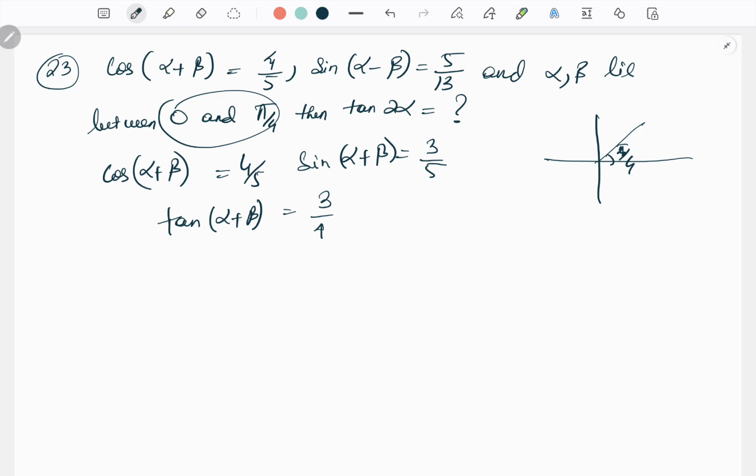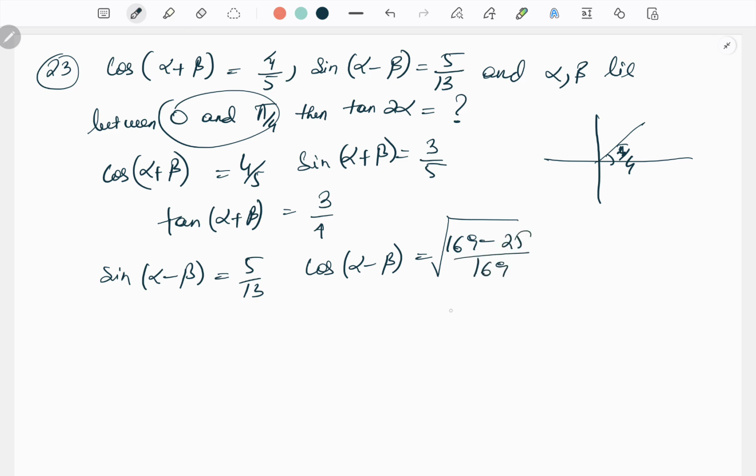Similarly, we have been given sin alpha minus beta is 5 by 13, so cos alpha minus beta will be the square root of 169 minus 25 by 169, so it will be 12 by 13. So similarly, tan alpha minus beta will become 5 by 12.